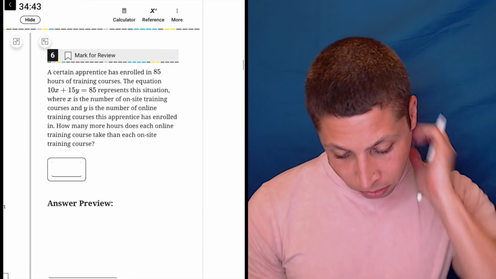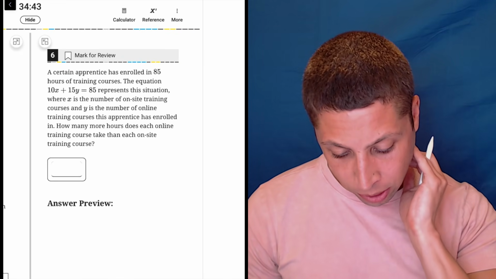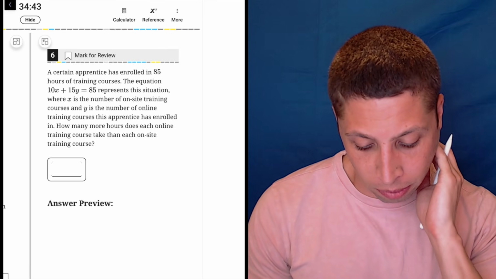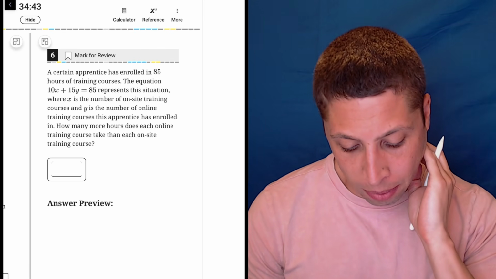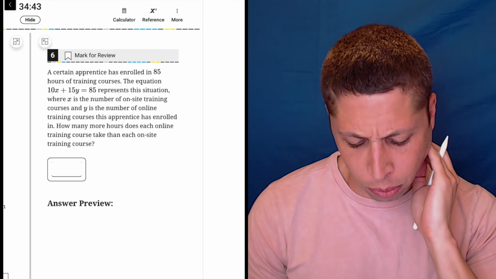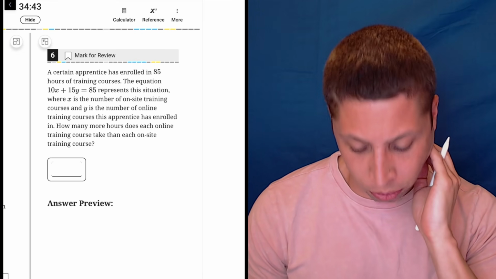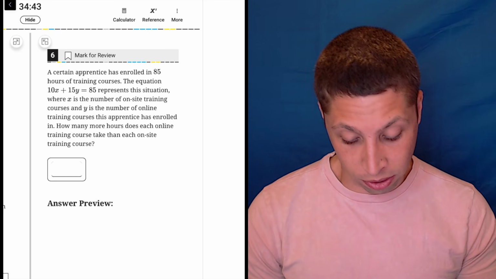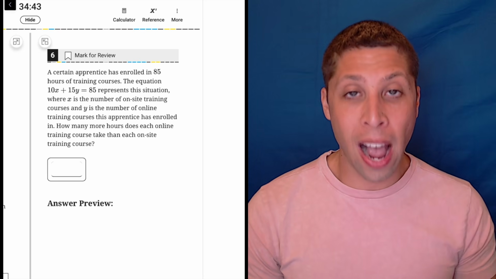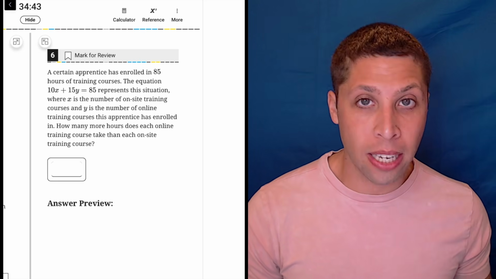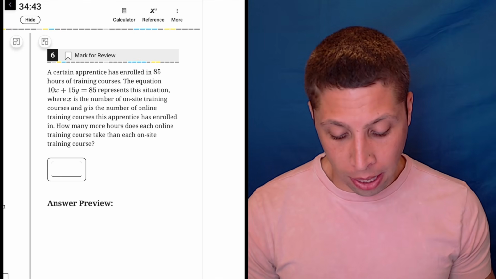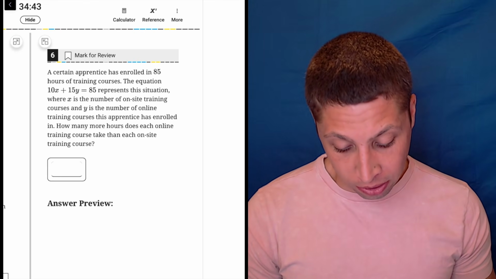A certain apprentice is enrolled in 85 hours of training courses. The equation represents the situation where x is the number of on-site training courses and y is the number of online training courses. How many more hours does each online training course take than each on-site training course? Okay. Well, if x is the number of on-site training courses, and the 85 is the total number of hours, that must mean the 10 and the 15 are the hours per course, right?